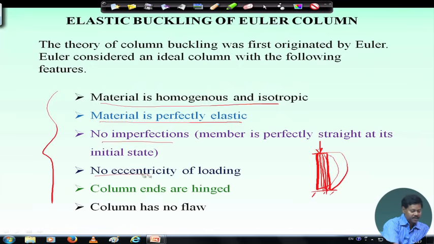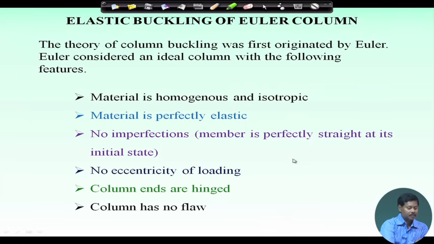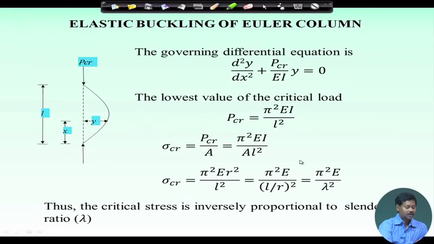Then there should not be any eccentricity of loading. That means, in case of Euler theory, the derivation has been made considering concentric loading. That means there will be no eccentric loading acting on the member. And another is that the column ends are hinged. While developing this theory, it has been considered that column ends are hinged and the column has no flaw. With these assumptions, Euler suggested a buckling theory which is given here.